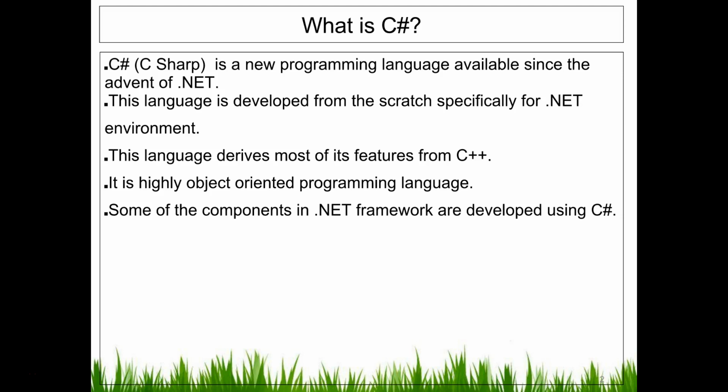You should be able to see that quite a considerable amount of the .NET Framework itself is written in C#. So this is a language that is developed specifically for .NET. Again, it is an object-oriented programming language and derives most of its features from C++. That's what Microsoft will say, but it derives most of its features from Java.